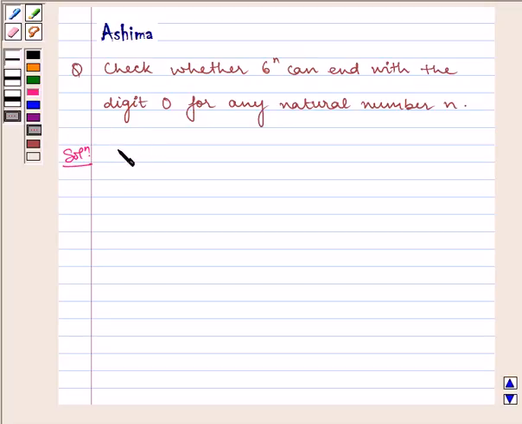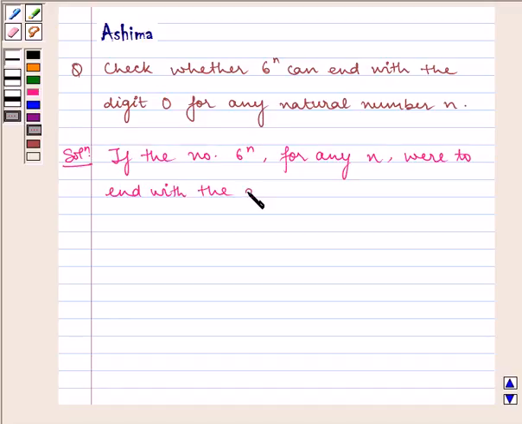If the number 6 to the power n, for any n, were to end with the digit 0, then it would be divisible by 5.